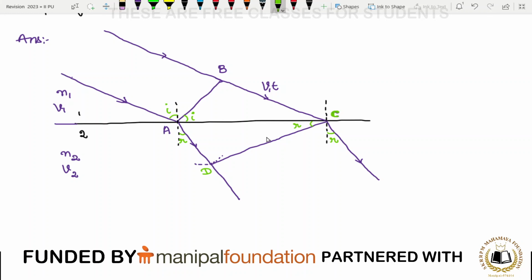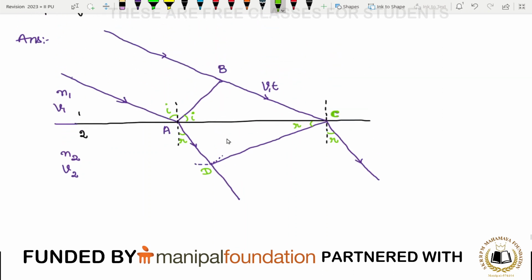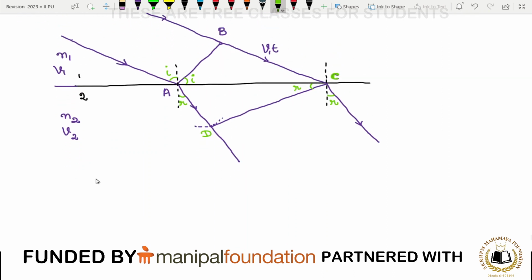We have to prove the Snell's law. What does Snell's law say? The ratio of sine of angle of incidence to the sine of angle of refraction is a constant, and that constant is known as refractive index of the medium. So I'll take the first triangle here, ABC. Which angle belongs to that one? I.